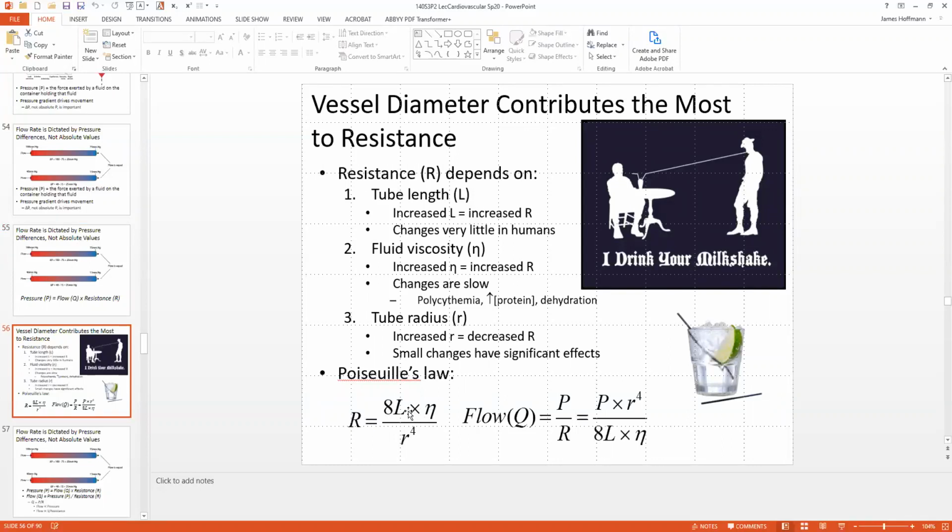Since they're on the top, if we increase length, we increase the resistance because there's more friction on the walls of the tube. Remember, Poiseuille's law only refers to fluids moving through a tube, but there's more friction on the walls of the tube, which then increases the resistance, all right? And η is the viscosity, right? That's the thicker it is.